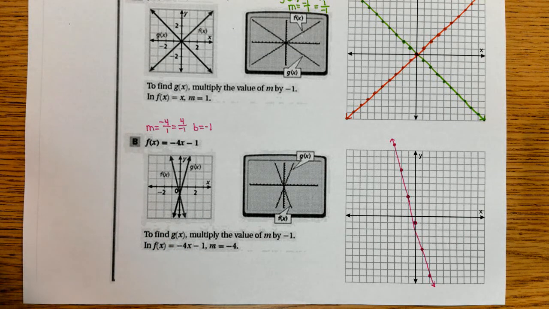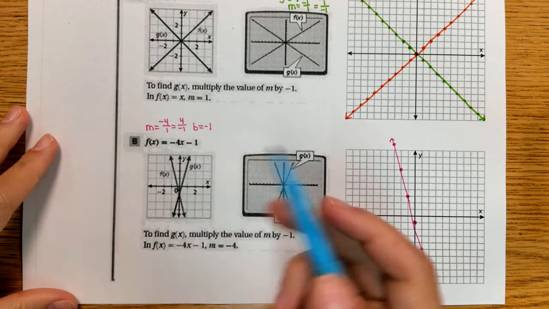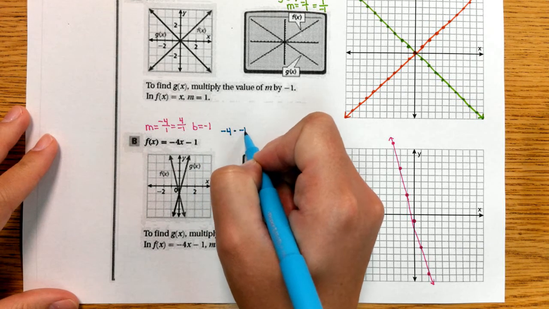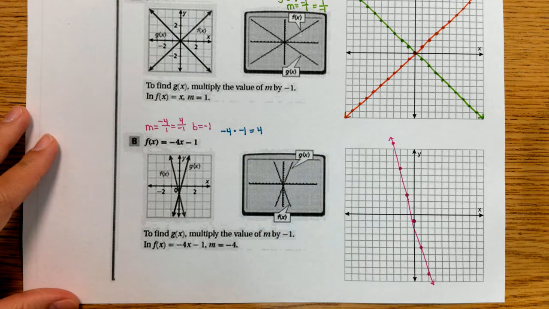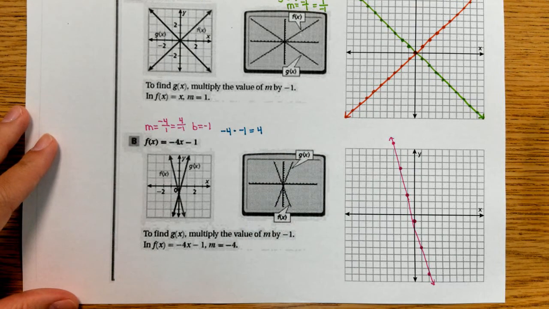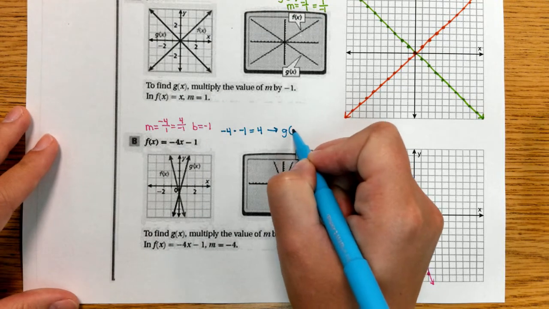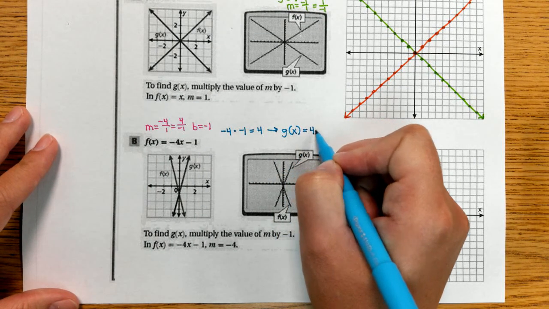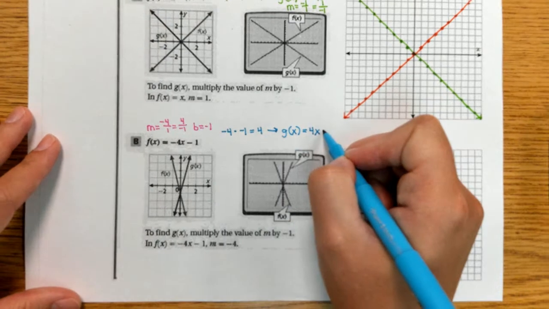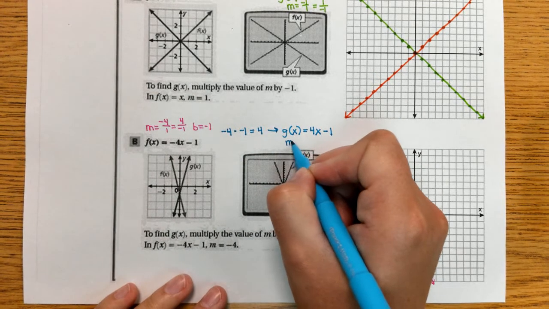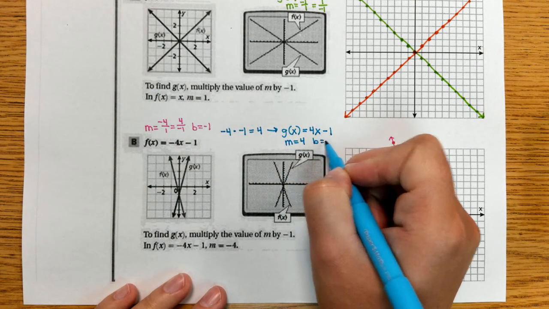So from here, to reflect it, we are going to multiply our slope. Our slope is -4. So I'm going to multiply -4 by -1, and that gives us +4. What that means here is our g of x is going to be +4x, and then you keep the same intercept, so 4x minus 1. Our slope is 4, and our intercept is -1.